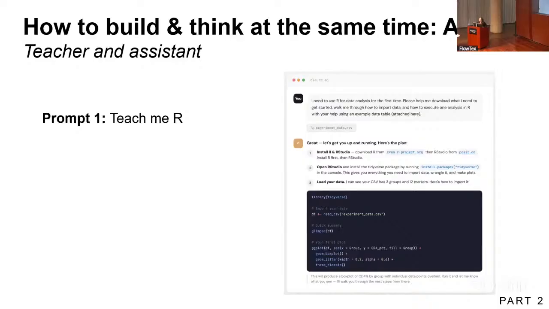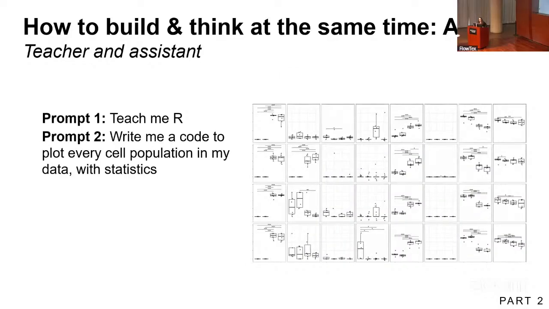One, teach me how to use R. I cannot stress this more. Or Python, if you have a preference. Teach me how to use it. It will walk you step by step, everything you need to download, and you're going to be up and running in 20 minutes. Number two, write me a code to plot every cell population in my data with statistics. That is what I did to come up with this.